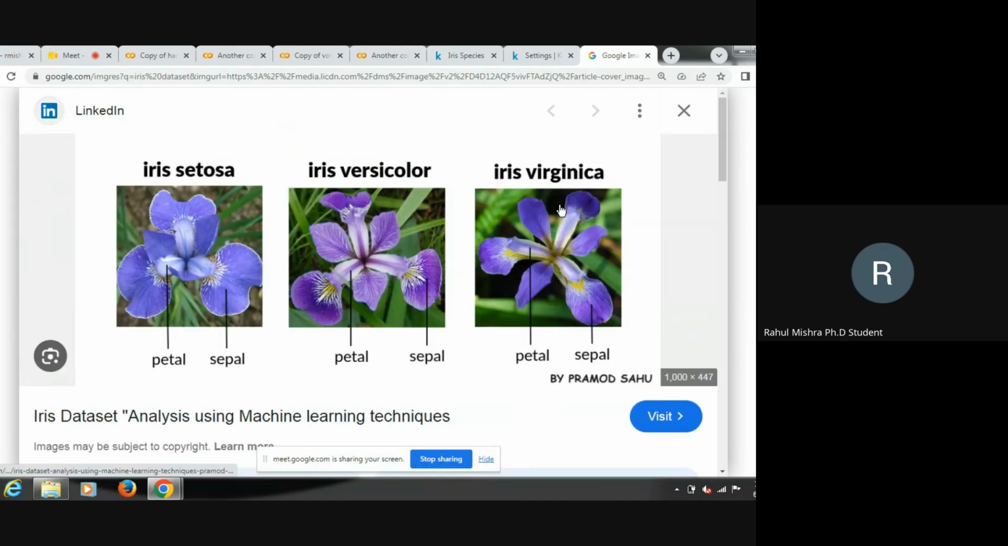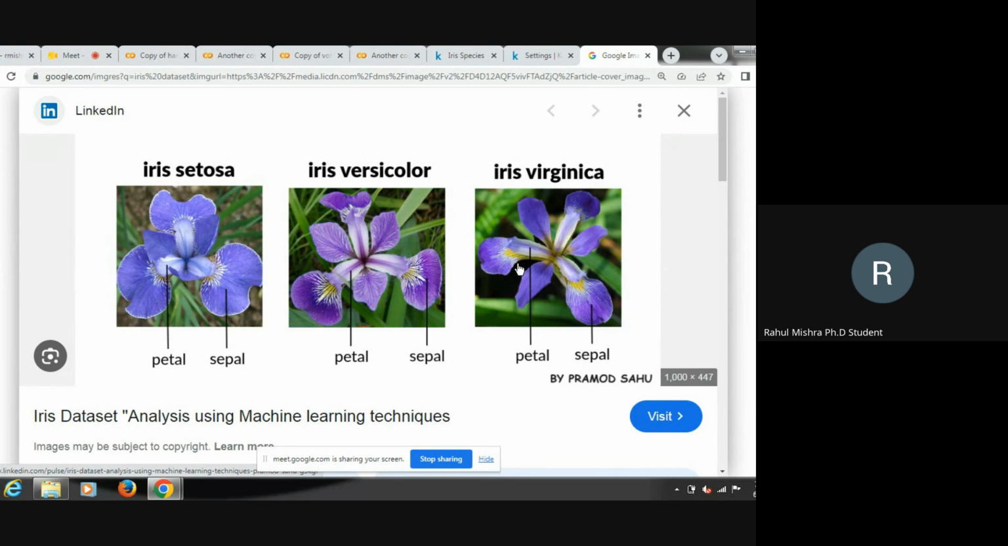This is an image of three flowers. This is the famous Iris dataset, in which there are three flowers: Iris setosa, Iris versicolor, and Iris virginica. The bigger leaf is called the sepal, and the small leaf is called the petal. In this classification, we have seen good results, because the three classes are easily identified: what could be setosa, what could be versicolor, and virginica.